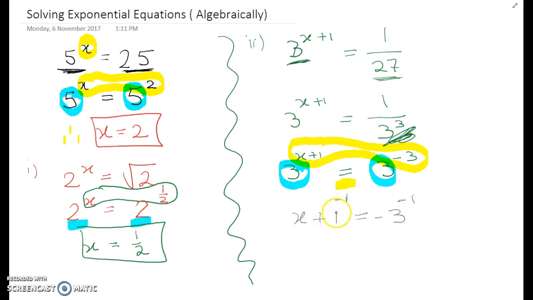Plus 1 take away 1, it's gone because it's 0. So therefore we are left with x is equal to -3 take away 1, which is -4. So x is equal to -4. That one is done. Okay, what about another one?